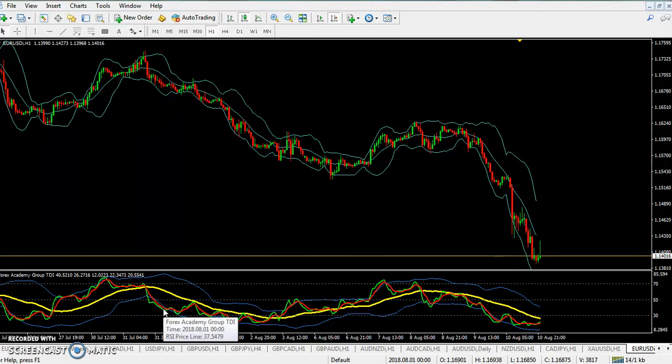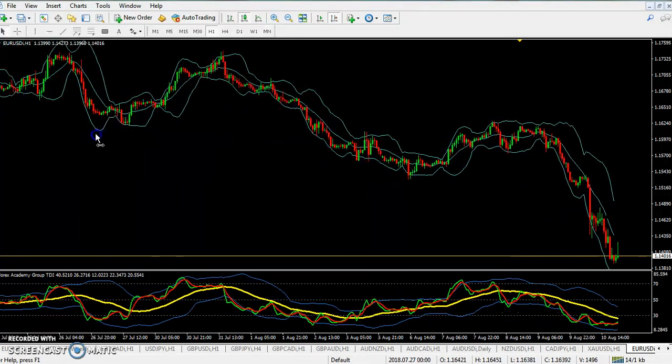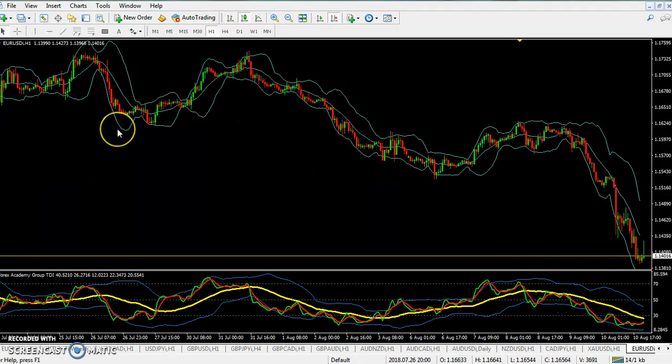Okay, now remember, what entry strategy do you have? You can also incorporate that into the TDI. For example, like I said, I just put the Bollinger Bands on so you guys can get that visual effect, because Bollinger Bands work very similarly, right?